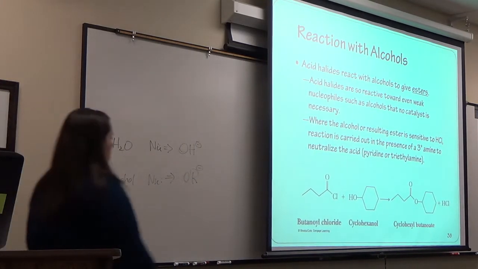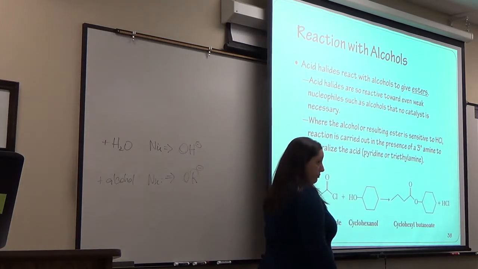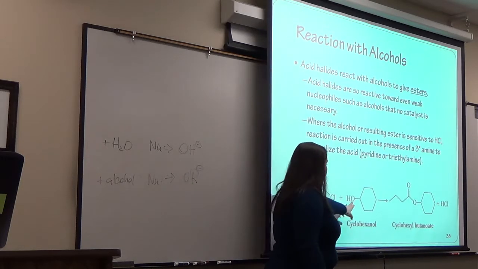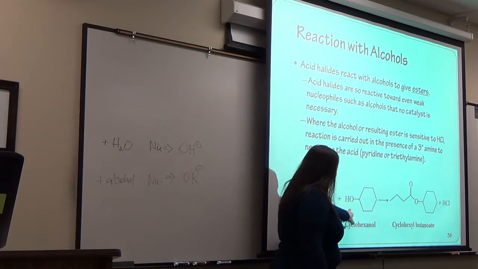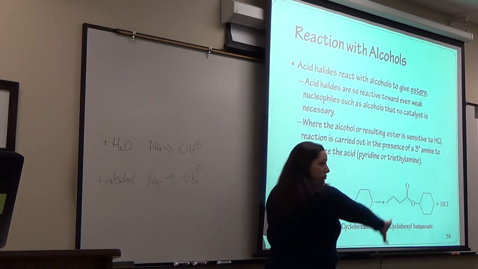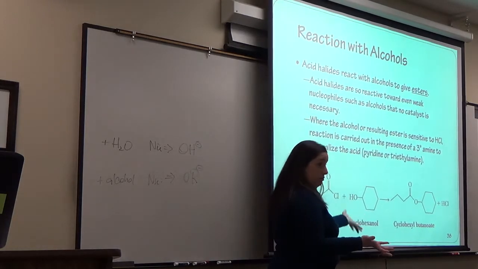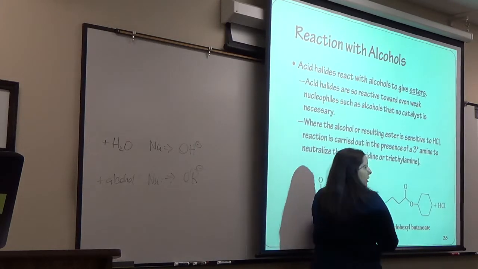So here's our most reactive acid derivative. Chlorine is an excellent leaving group. So again, you're going to look at this and say, okay, that's an alcohol, so I know that the O is going to attack, taking with it that cyclohexane. Open, close, leave. So what you're adding is this.